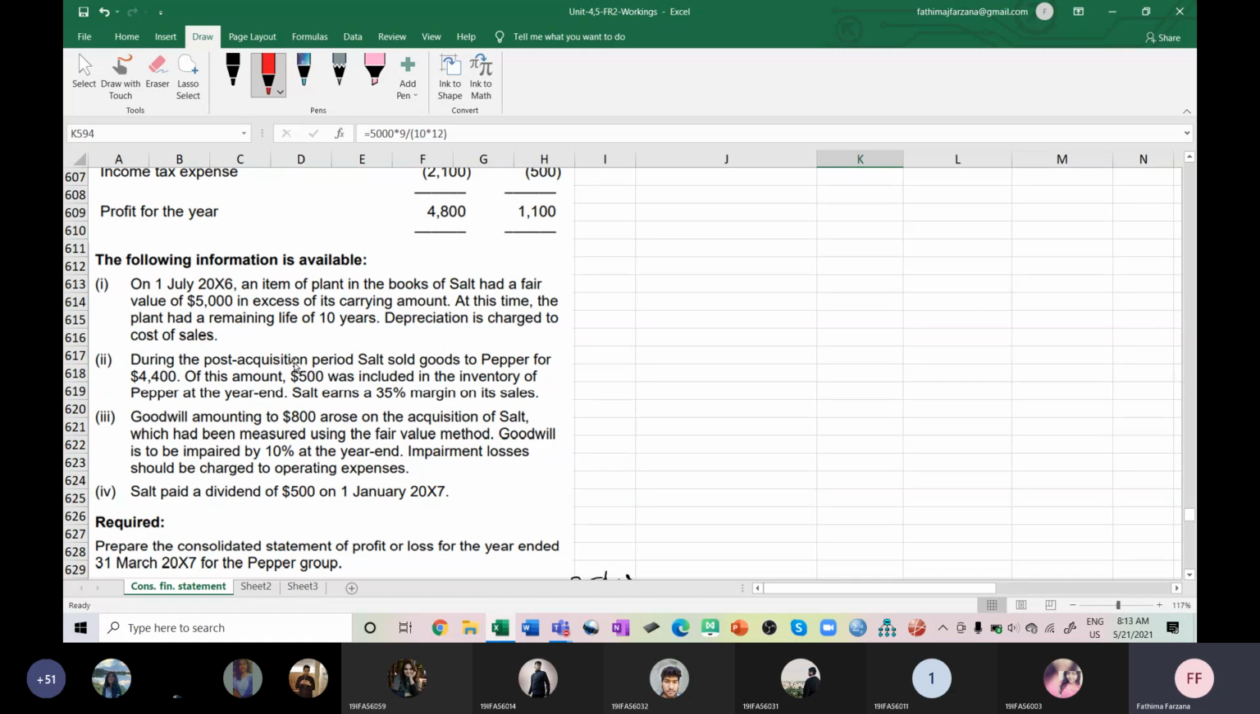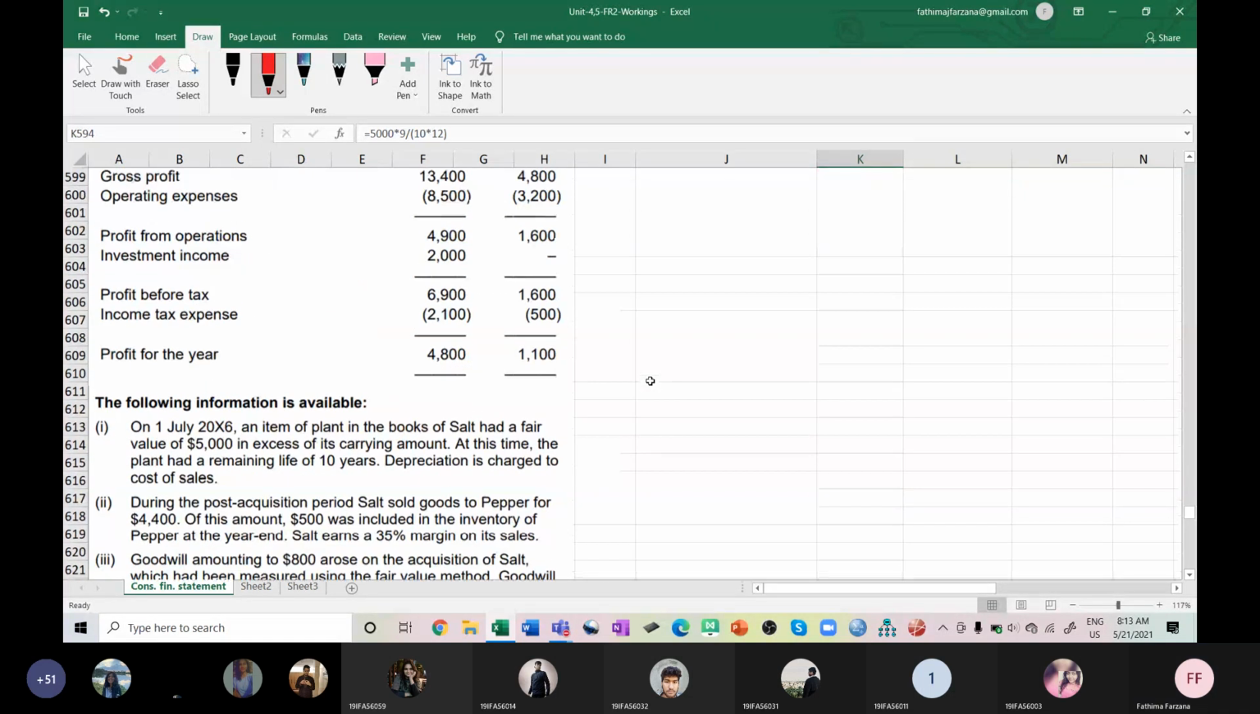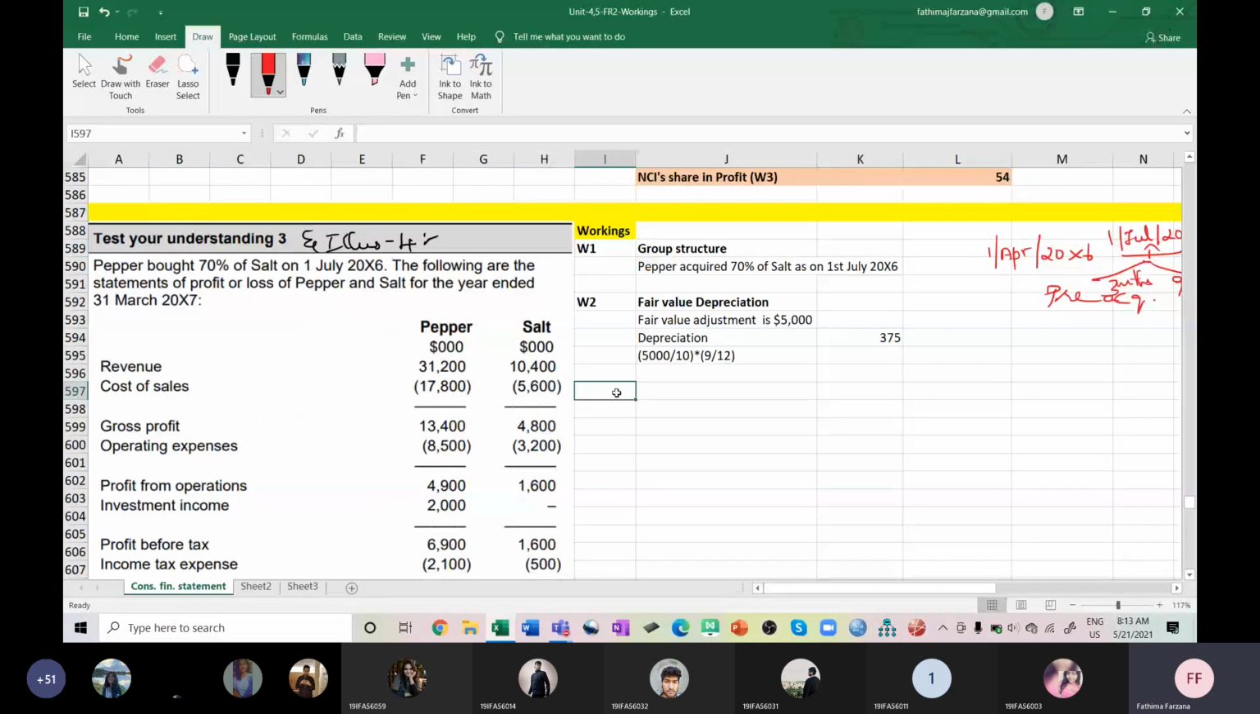But this 500, of this amount, 500 was included in the inventory of pepper at the year end. So salt earns 35% margin on its sale. So for this 500, we have to find out this 35%. We are not aware whether this 500 includes this 35% profit, so we have to assume that this is at cost. So we have to find 35% of 500 to add it. It's not 35 by 135 in this case. Further, any explanation will come at the end.